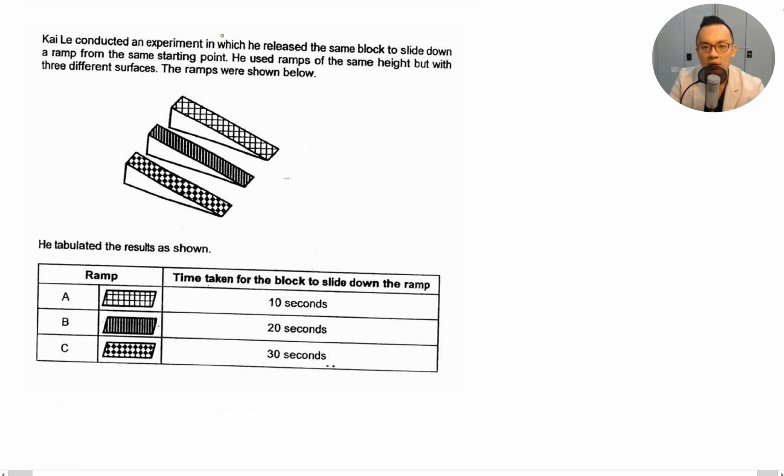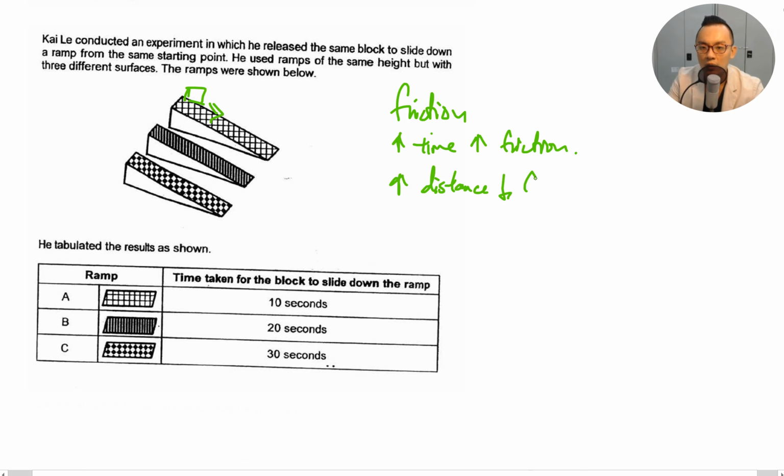Kyler conducted an experiment in which he released the same block. Okay, so same thing, something to do with friction. So you release something from the top to come down. The longer the time it takes to reach the bottom, the higher the friction. All right, or the longer the distance it travels, the lower the friction. Okay, so this is a relationship that you must understand. The longer time it takes to come down, the greater the friction. The longer the distance you can travel, so you can travel a long distance until here, the lesser the friction.